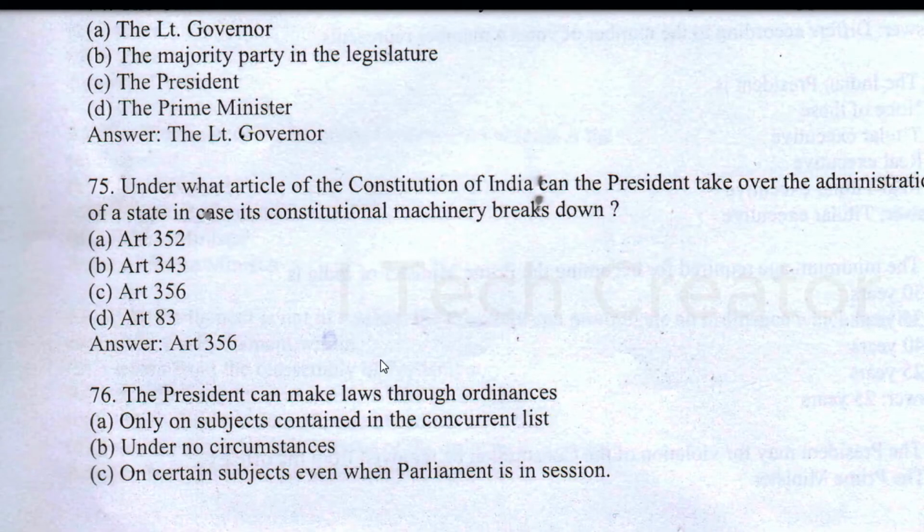75. Under what article of the Constitution of India can the President take over the administration of a state in case its constitutional machinery breaks down? Article 356.